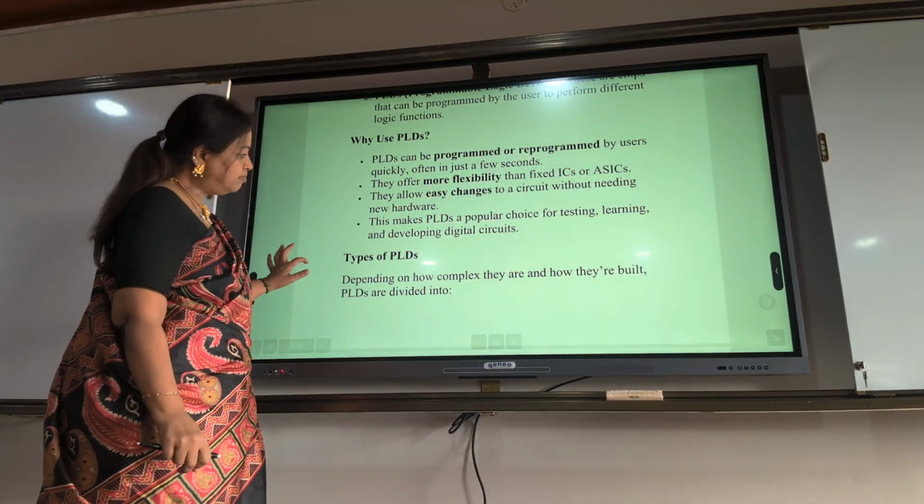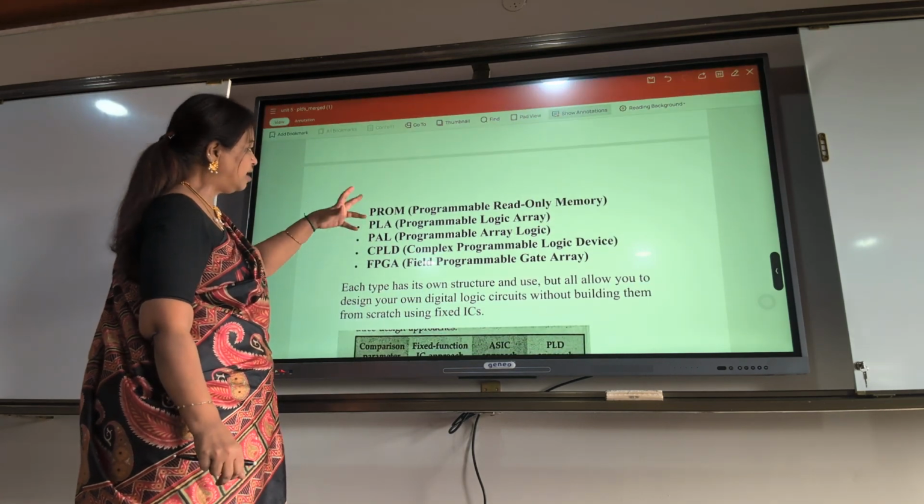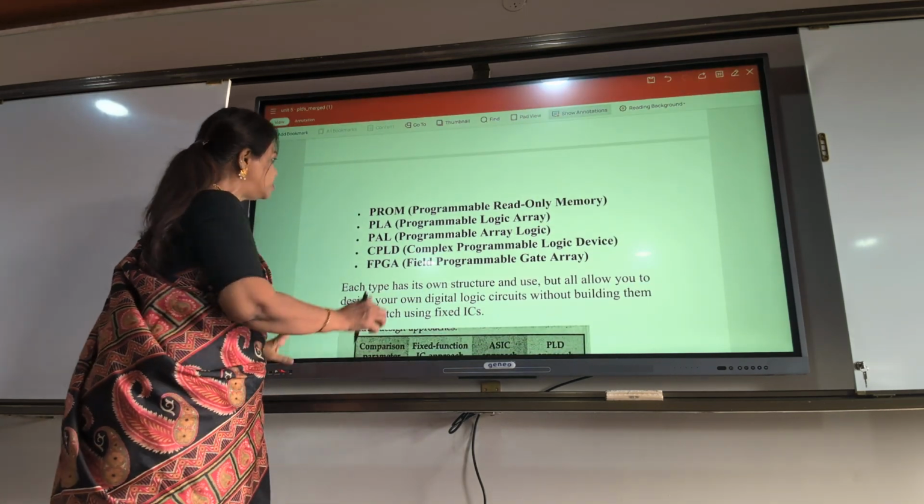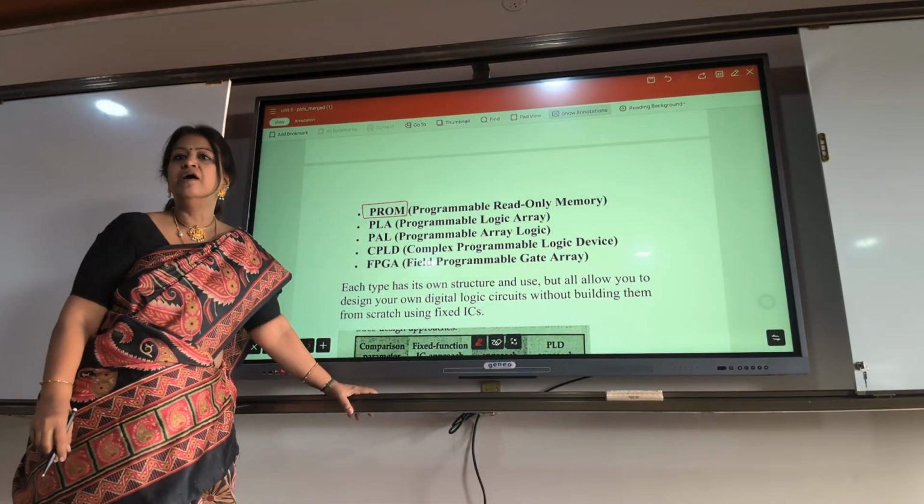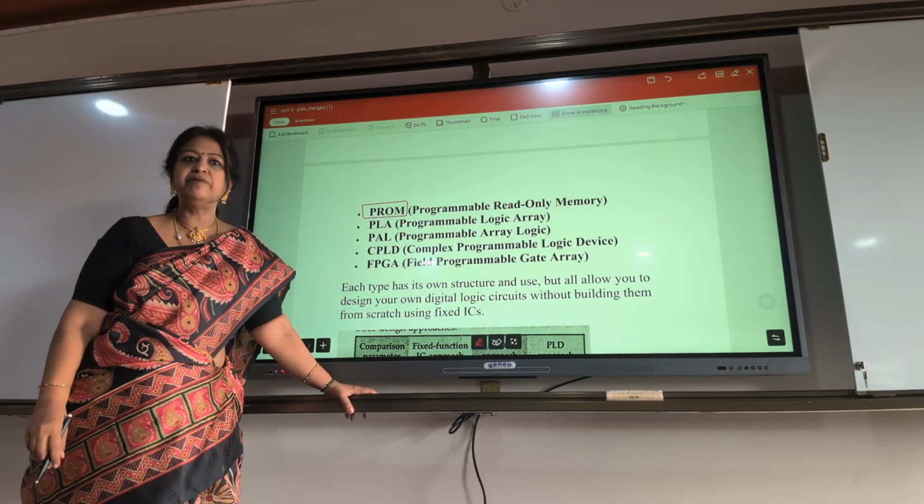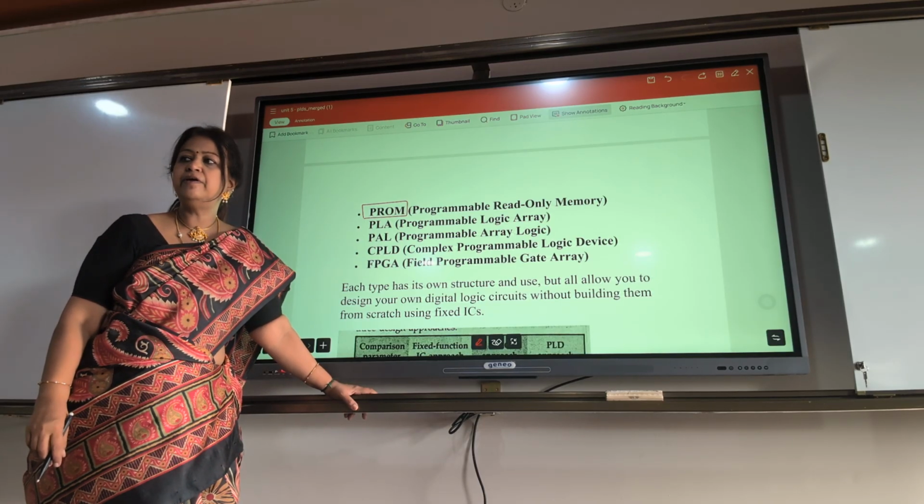Depending upon the way you can program, they are classified into these classifications. One is PROM, which we saw yesterday. PROM is programmable read-only memory. How many times can you program that?